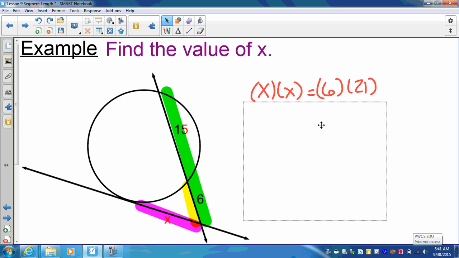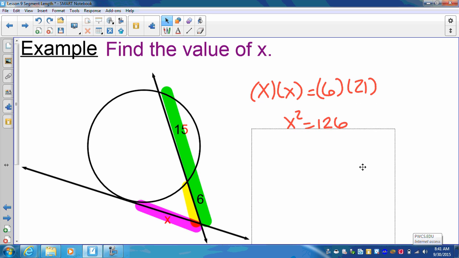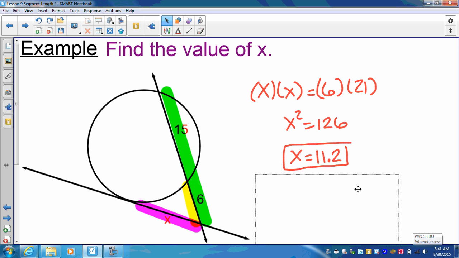And I, of course, broke my rule. I didn't write the formula, so make sure you write outside times whole equals outside times whole. So there's my tangent segment, plugging x in for both, and then 6 for the outside times 21, which is the whole thing. To get x, to get rid of the squared, we square root both sides, and get x to be approximately 11.2.